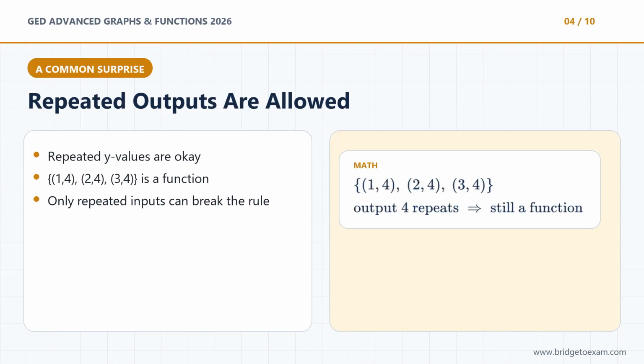Here's a point that surprises many students. Repeated outputs are perfectly fine. Take the set (1, 4), (2, 4), (3, 4). The output 4 repeats again and again, but that's allowed because each input still has exactly one output. It is repeated inputs with different outputs that break the rule, not repeated outputs.